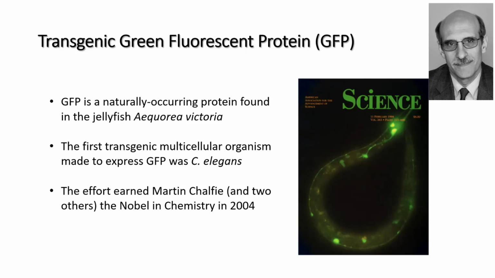This guy here, Marty Chalfie, and two other guys won a Nobel Prize, I think in 2008, for GFP, green fluorescent protein, which is a naturally occurring protein found in a jellyfish, Aequorea victoria. Chalfie was in a seminar and heard some biochemists talking about this fluorescent protein, and he thought, hey, I wonder if you could engineer this into a worm.